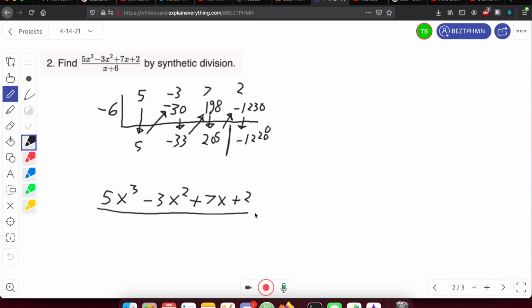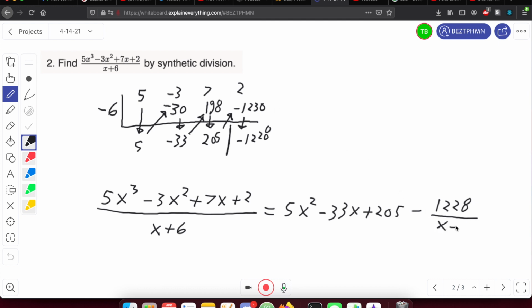This is divided by x plus 6. This equals, the 5 here is going to be tacked on to x squared. -33 is going to be our x term. 205 is going to be our constant term. And now all that remains is, well, this remainder, essentially. So this is going to be -1228. And this is going to be divided by the denominator of this fraction up here, the one we started with. So x plus 6.